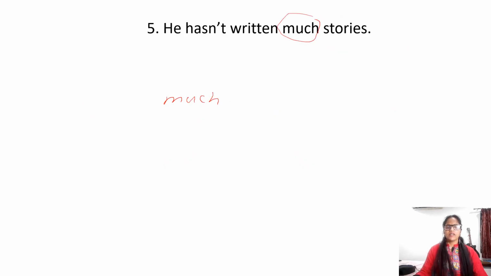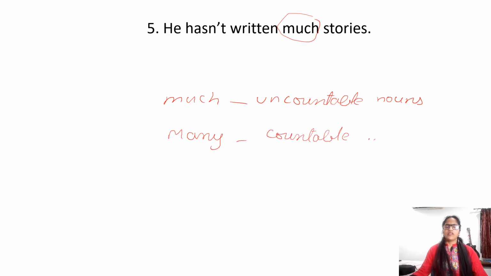Next one: she hasn't written much stories. Here much is used for uncountable nouns. Now what is used for countable nouns? It has to be many. Many is used for countable nouns. Now here, stories. Is it a countable or non-countable noun? It is a countable noun because we have the plural form of story. So a countable noun takes many, not much. So the answer here is many.